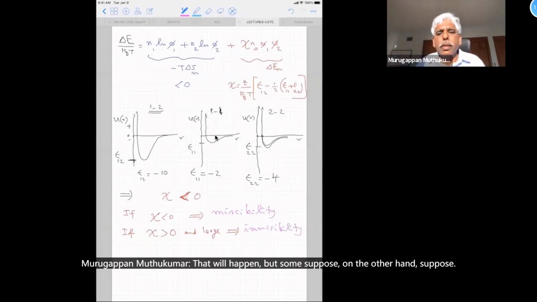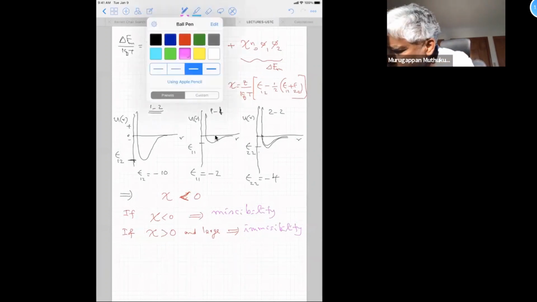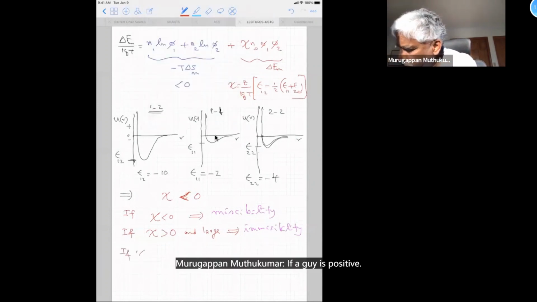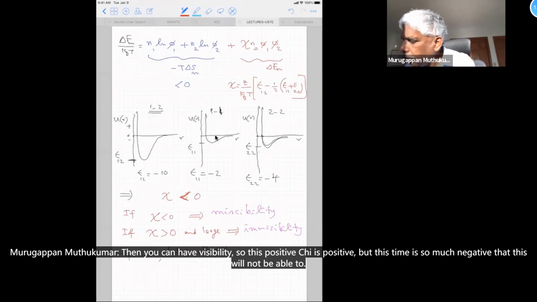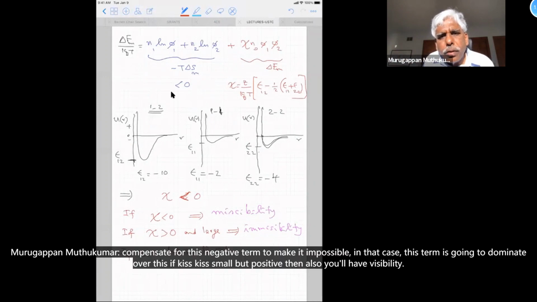Okay, that will happen. But on the other hand, suppose chi is positive but small, then you can have miscibility. So chi is positive, but this term is so much negative that this positive term will not be able to compensate for this negative term to make it immiscible. In that case, this term is going to dominate over this. If chi is small but positive, then you'll have miscibility.